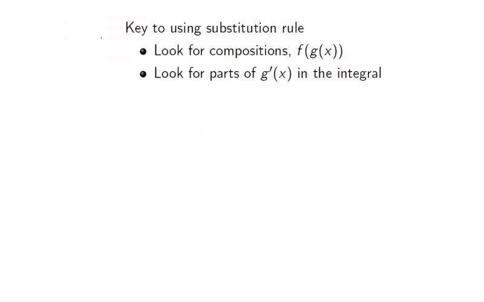The key to using the substitution rule is identifying where it can be useful. Look for compositions where a function g is inside another function f, and where parts of the derivative of g exist under the integral. If this occurs, we may have a good substitution. For example, we can integrate the function 2x times sine of x squared. Notice that sine of x squared is a composition of the sine function and the function x squared. Moreover, 2x, the derivative of x squared, shows up in the integral.